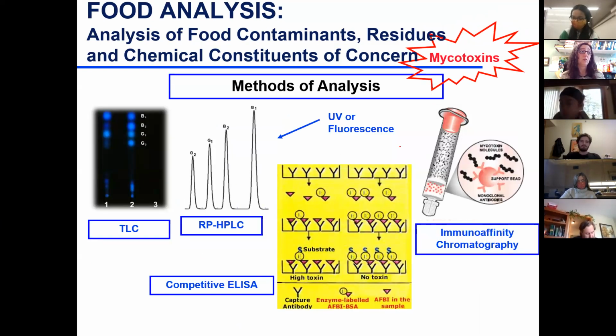Methods of analysis for mycotoxins, if you want to do quantification, it's mostly reverse phase HPLC coupled with UV detection or fluorescence or MS detection. Thin layer chromatography, you can purify with immunoaffinity if you want to purify them and determine their identity and to quantify exactly a certain mycotoxin. And you can do immunoassays similar to what we talked about last time, which is the competitive ELISA.